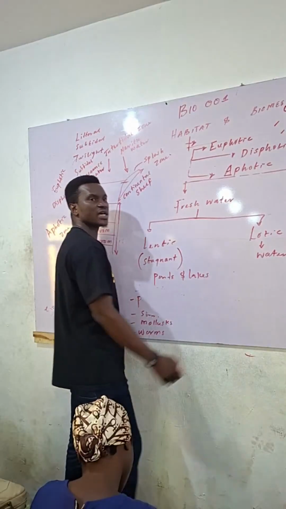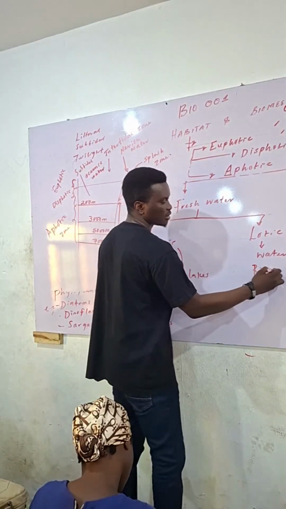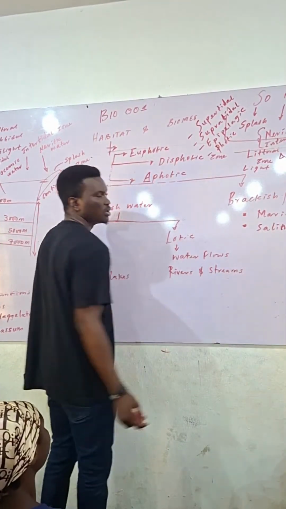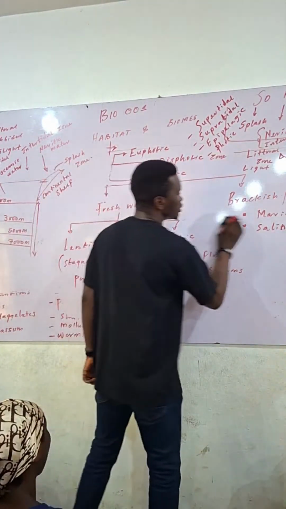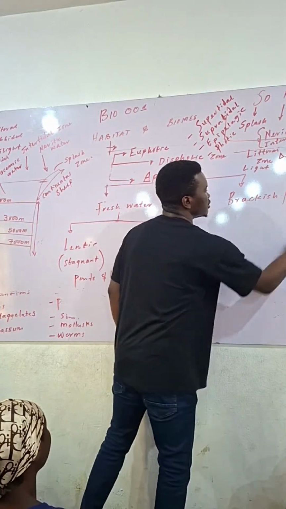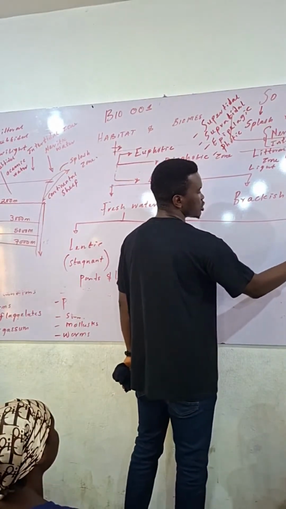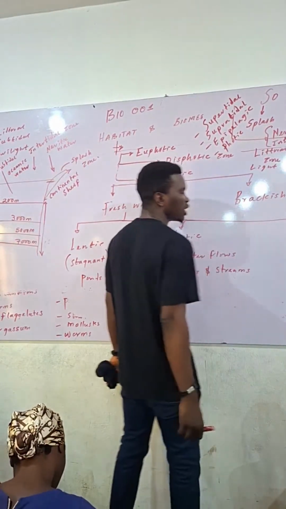Where water flows, examples are your rivers and streams. So another one given to me now is wetland. So you can add that to just know more about it.